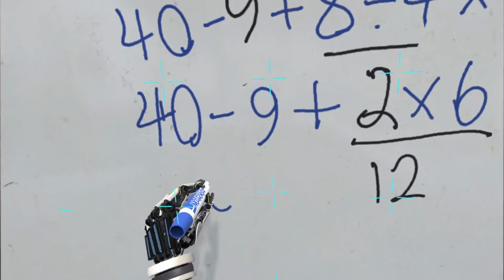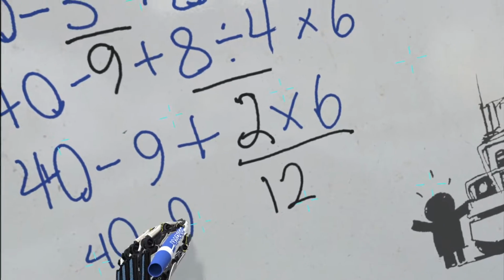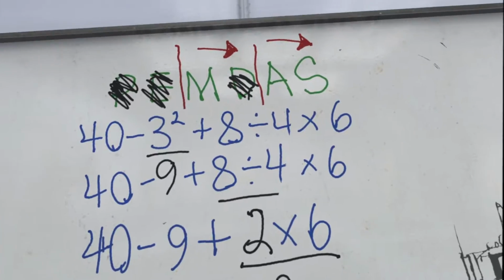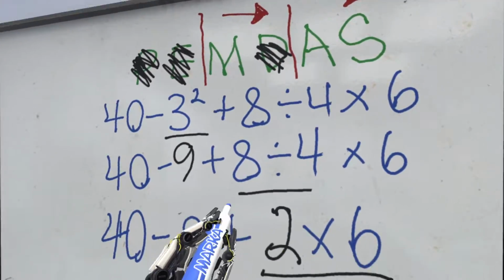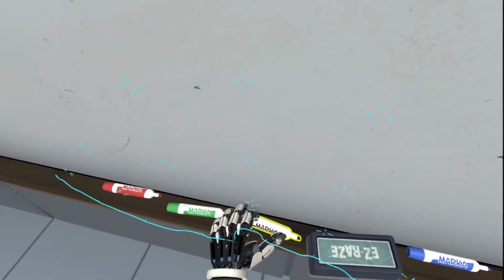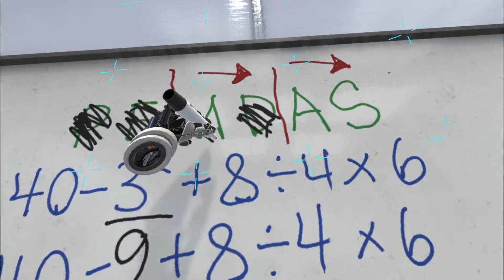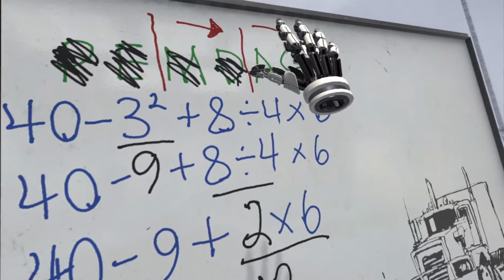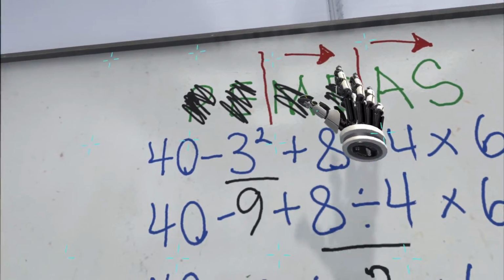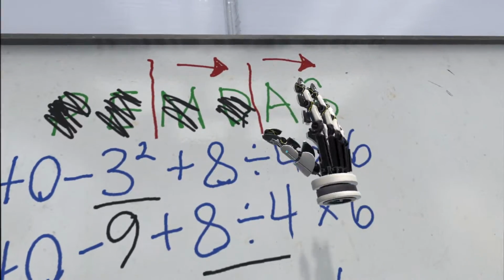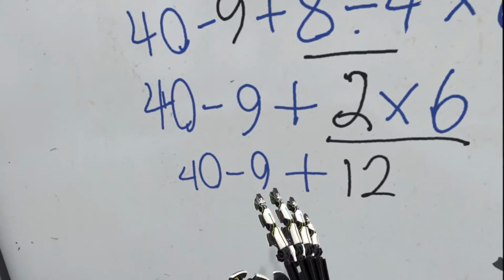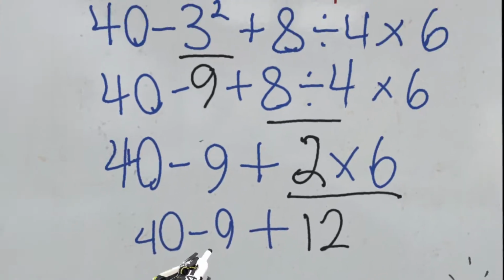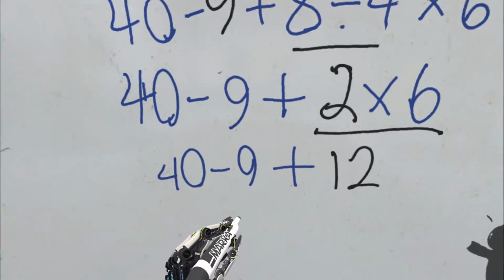40 minus 9 plus 12. And I just finished multiplying. So what you do next is you take care of scratching off multiplying here. Now you're left with addition, subtraction. Remember, the rules apply again to how you do multiplying and dividing. Left to right first. You do see addition and subtraction, but right here, you see subtraction first. So that's the area you want to work on first because it comes out first, left to right.